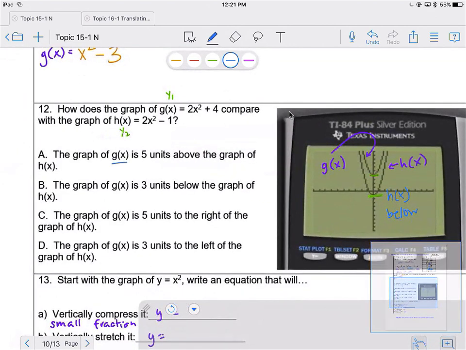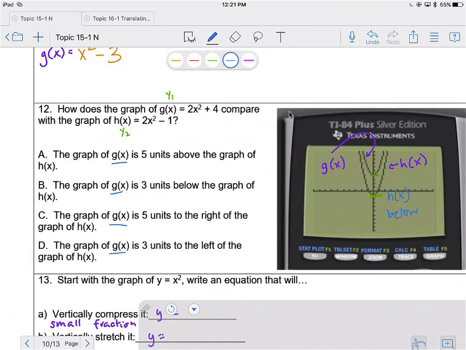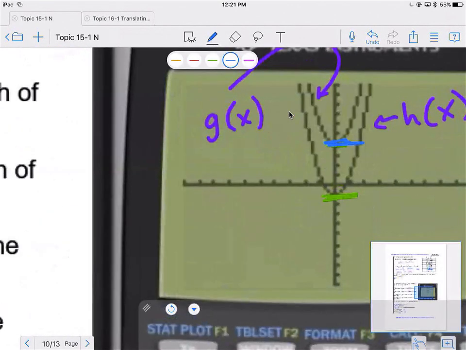They are asking us about the graph of g of x, so we need to flip our wording. H of x is below, meaning g of x is above. The only one that says above is A. G of x is up here on top, so it's not below, it's not to the right, and it's not to the left because they both line up.